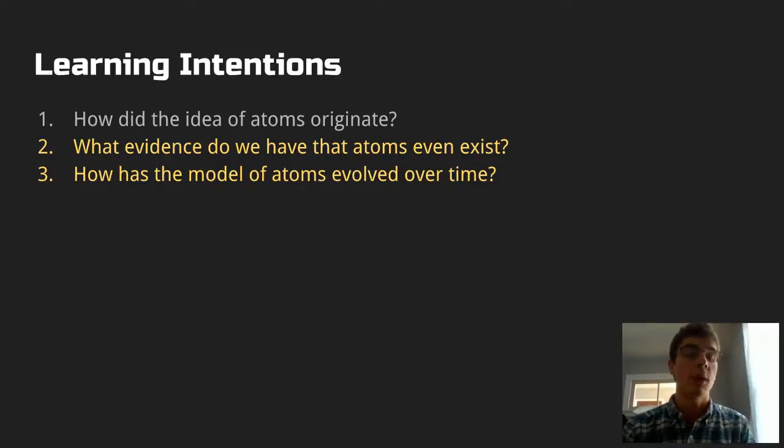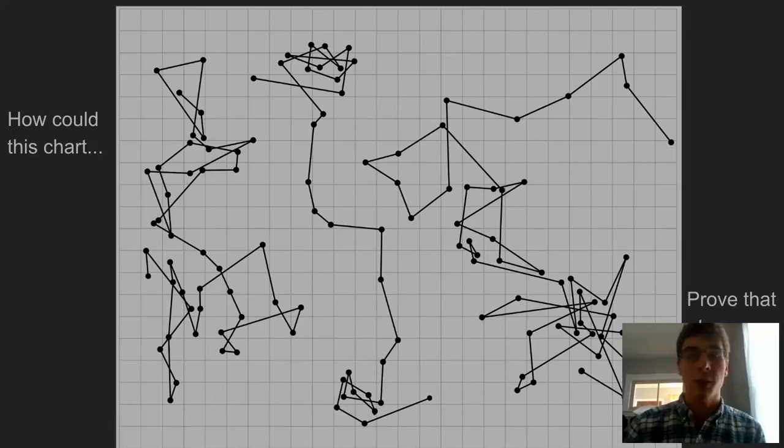We are going to also learn a little bit more about how Dalton's model of the atom could be improved upon by finding some new subatomic particles. So we're primarily going to be talking about learning intentions 2 and 3 today. And the first thing I want to talk about is something called Brownian motion.